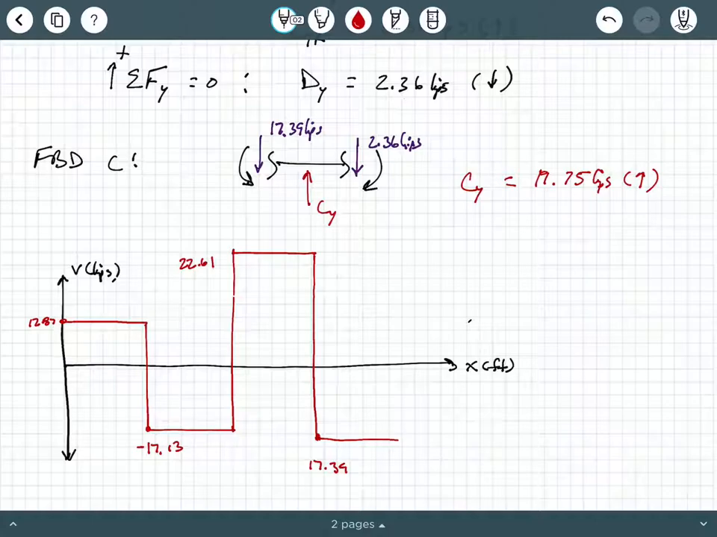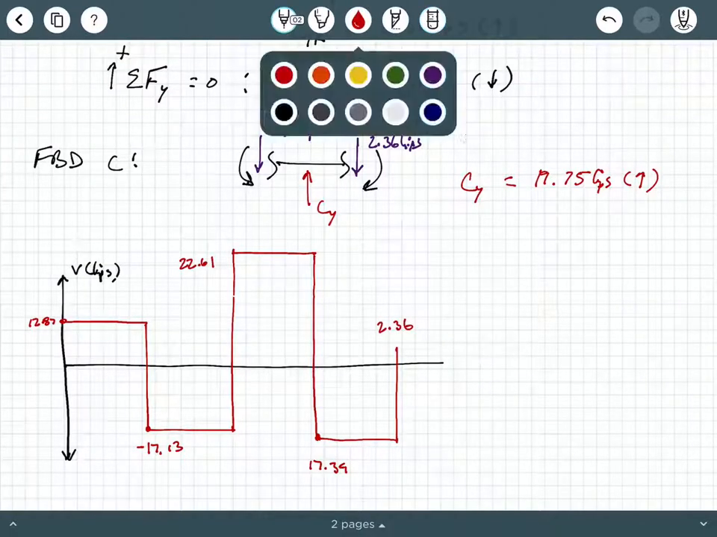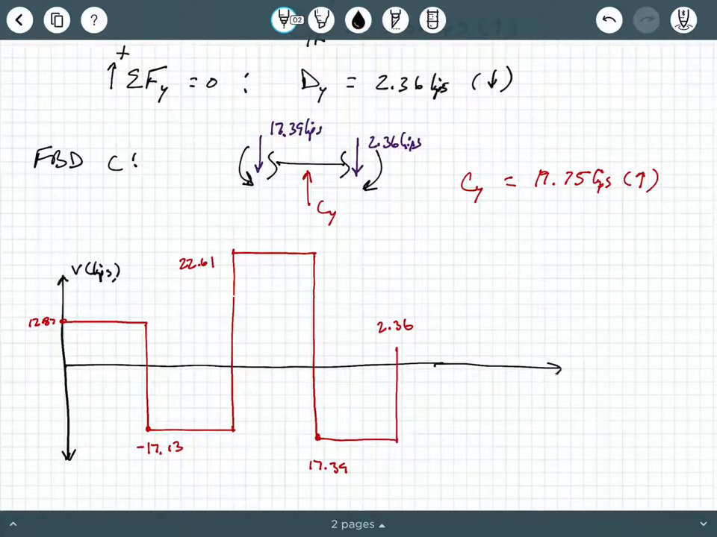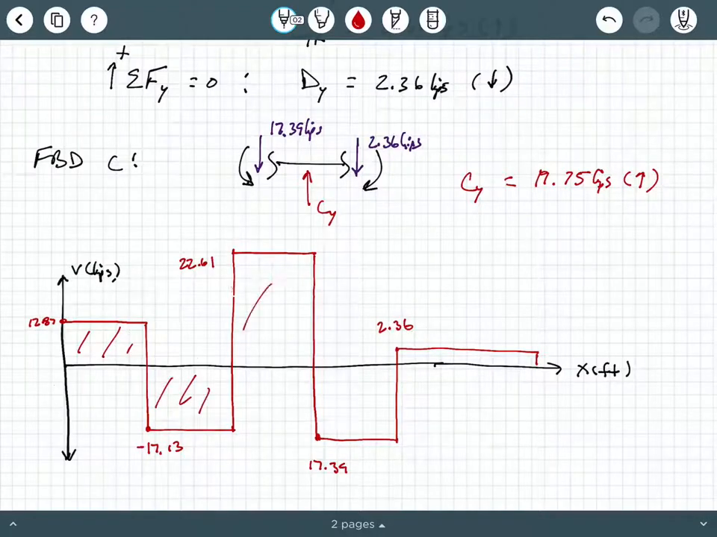And then we hit CY. So CY pushes us up an amount of 19.75. So that brings us just barely up here to 2.36. And it looks like I need to extend my axis just a bit. And then we got a whole lot of nothing for 30 feet. Whole lot of nothing. And then we hit DY, which pushes us down to 0.